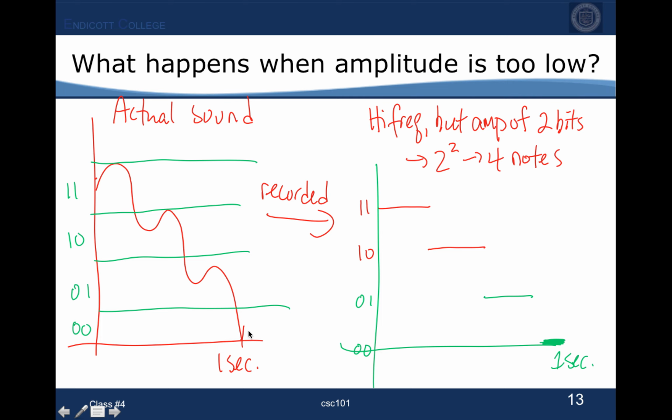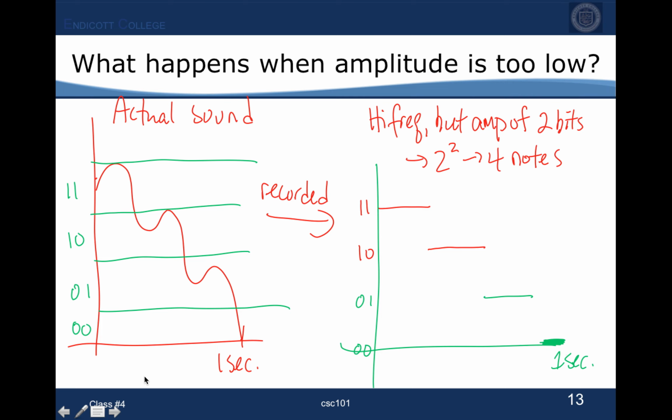So the problem is, how does this play back? It just plays back as a high tone for a quarter of a second, a somewhat lower tone for a quarter of a second, lower, and then very low for a quarter of a second each, or so.